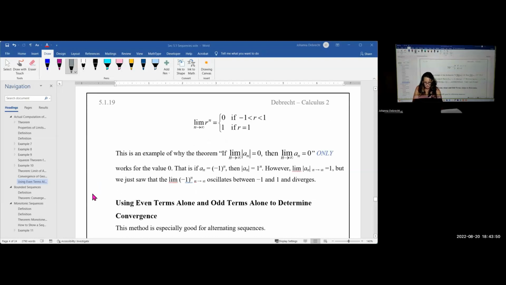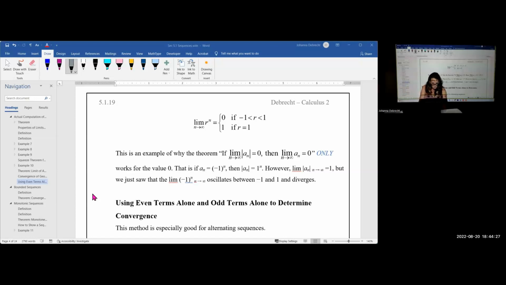This is also an example of why the theorem up above, that the limit of the absolute value of a sequence going to 0 means the limit of the sequence going to 0, only works for 0. Because if a sub n is -1 to the n, then the absolute value of it would be 1 to the n, and the limit of that goes to 1. But we just saw that the limit of -1 to the n oscillates between -1 and 1 and diverges. So this theorem only works when the number on the other side is 0. It doesn't work for any value other than 0.